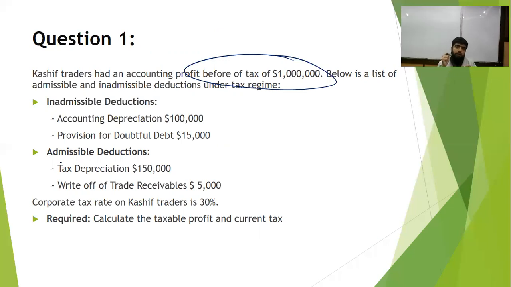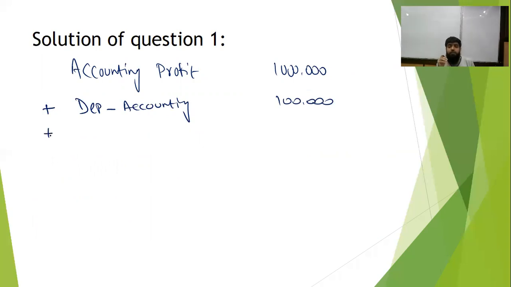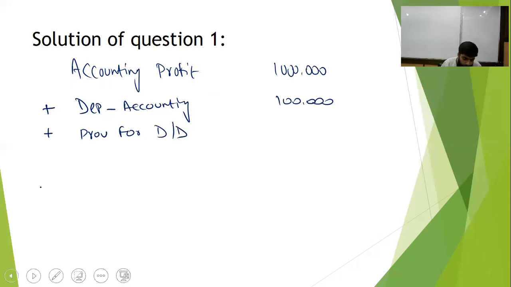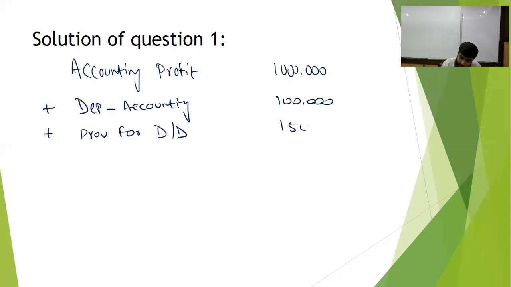Accounting depreciation has already been deducted from the accounting profit, which means the profit is reduced. So in order to remove it, we need to add back the depreciation as per accounting, which was 100,000. Another is the provision for doubtful debt. It has already been deducted from the accounting profit as bad debt expense, but it is disallowed by the tax authorities. So we need to remove its impact and add back 15,000.